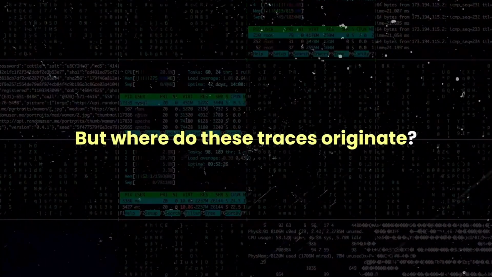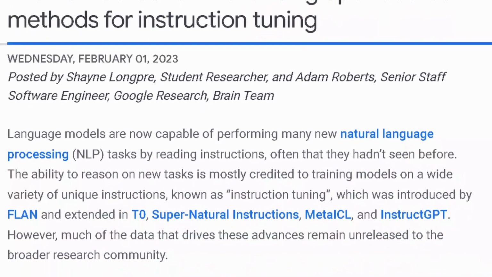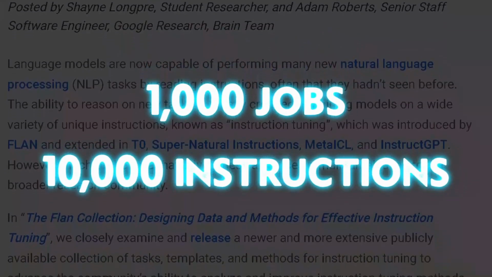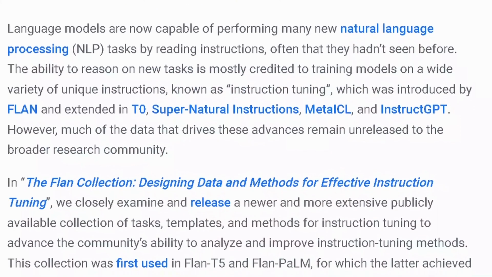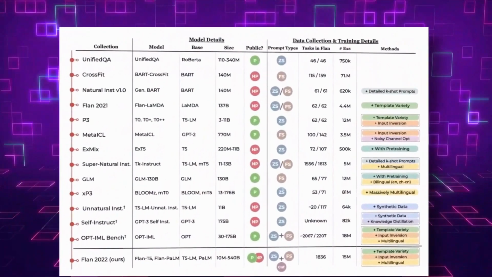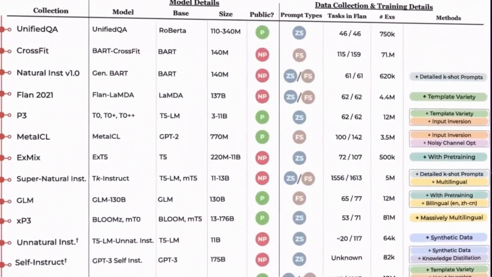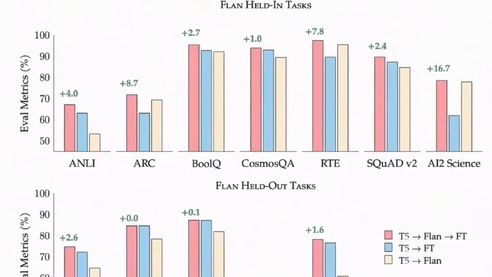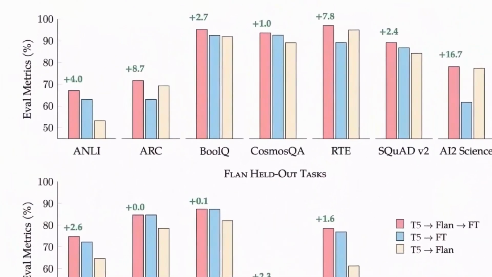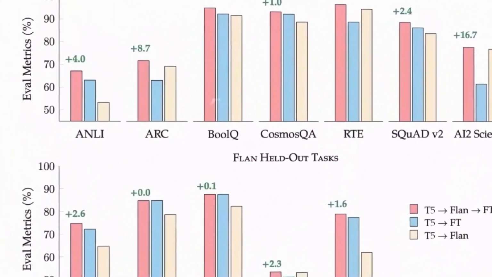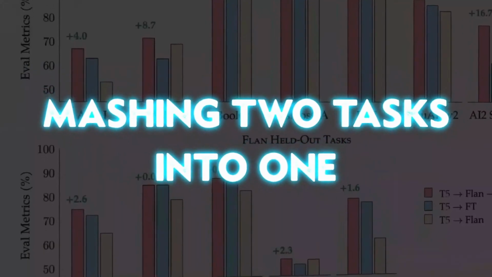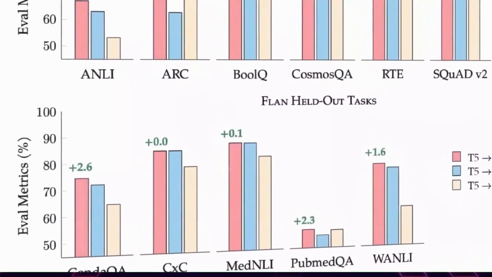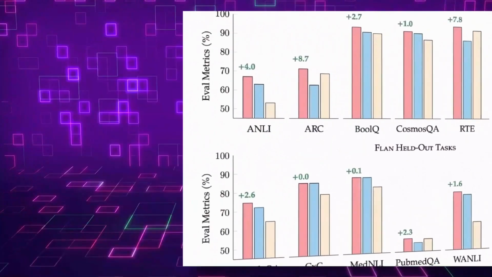But where do these traces originate? ORCA uses Flan 2022, a vast database of over 1,000 jobs and 10,000 instructions spanning a wide range of topics. ORCA obtains a variety of tasks from Flan 2022 and uses them to query GPT-4 for explanation traces. It also generates complicated prompts from the dataset to put GPT-4's reasoning to the test, such as mashing two tasks into one. ORCA learns from different and complicated activities in this manner, nurturing many facets of human intellect.